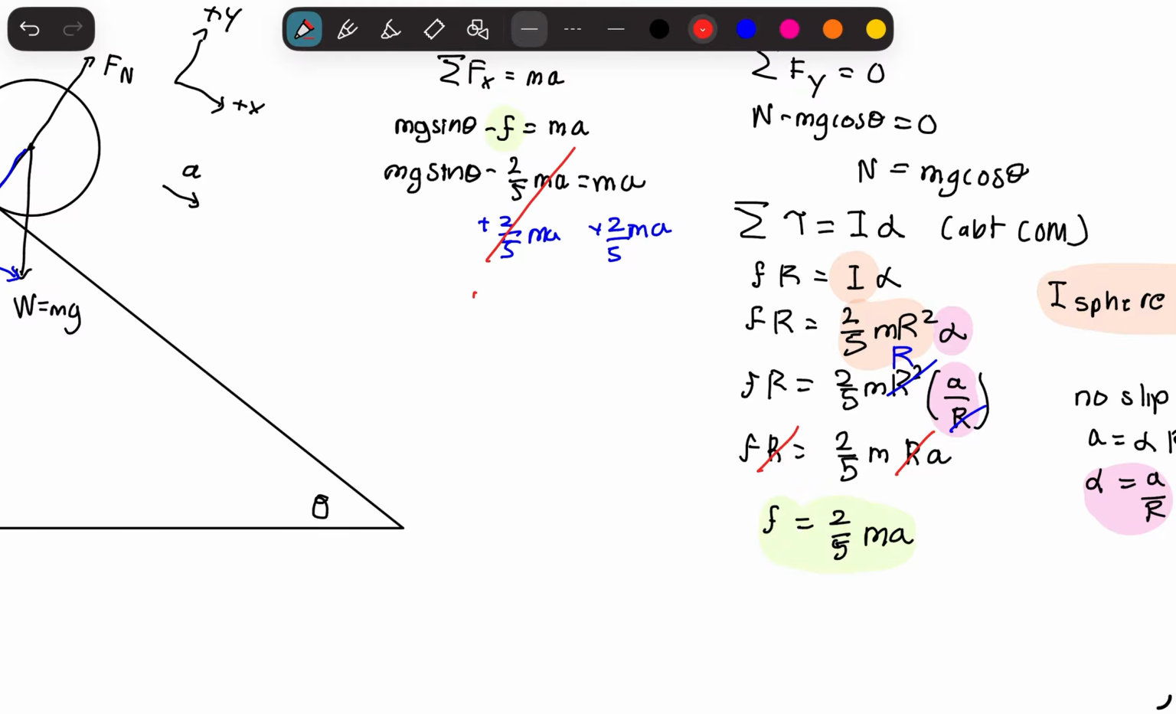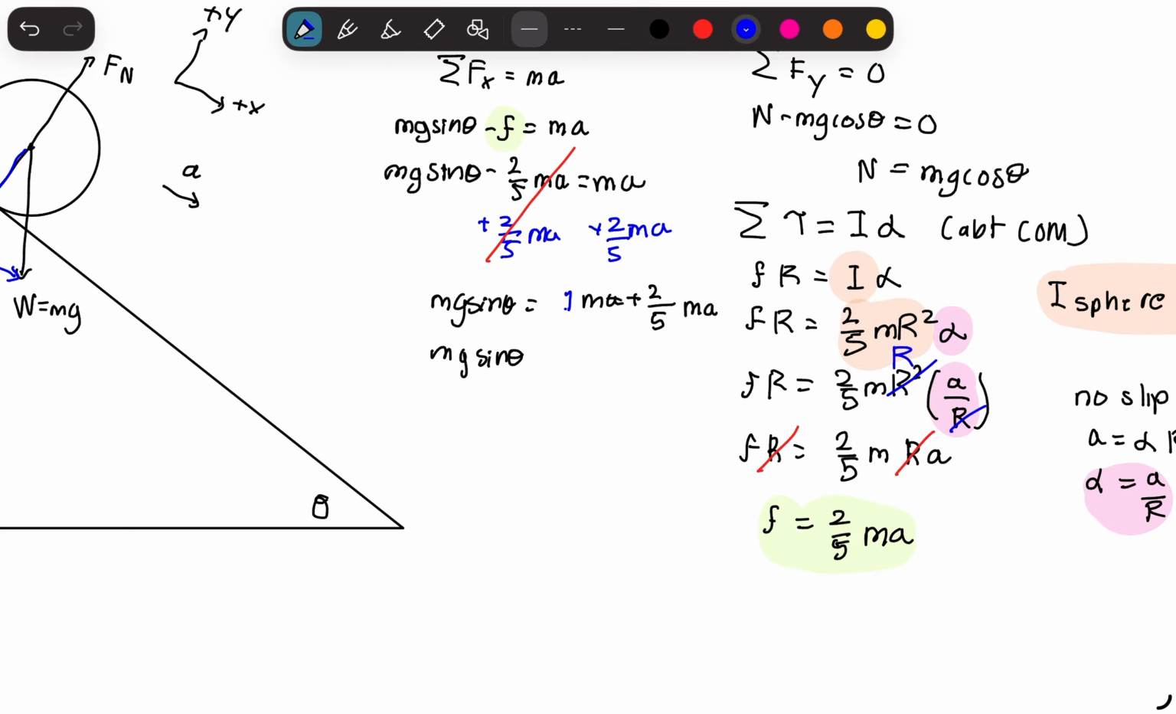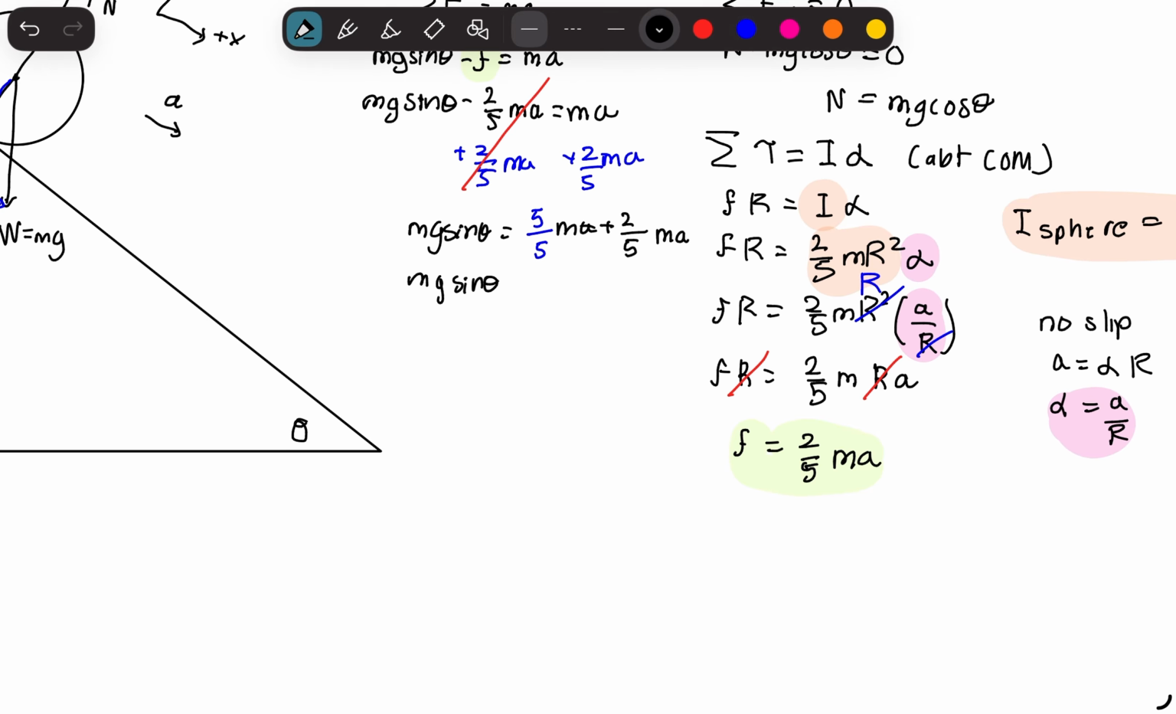So you have mg sine of theta is equal to mass times acceleration plus 2 over 5 mass times acceleration. So mg sine of theta, you can rewrite that as 1 over 1. This is basically saying you have something multiplied by 1. You can rewrite 1 as 5 over 5. So that makes your addition visually easier. That's going to be you having 5 over 7 ma.